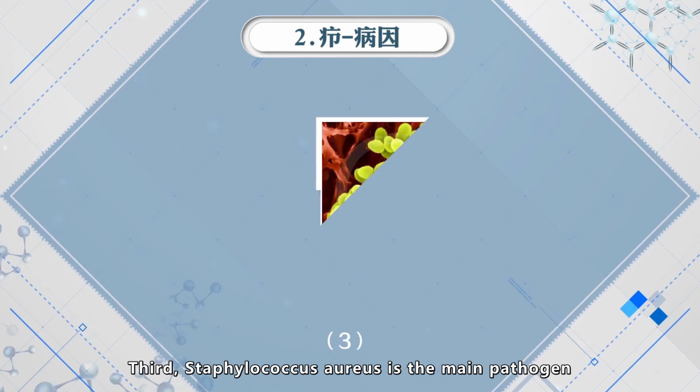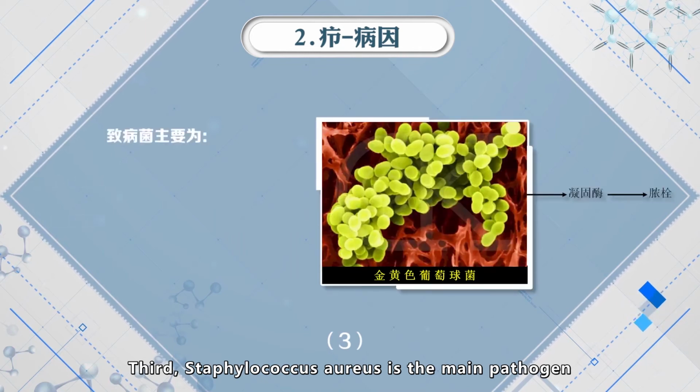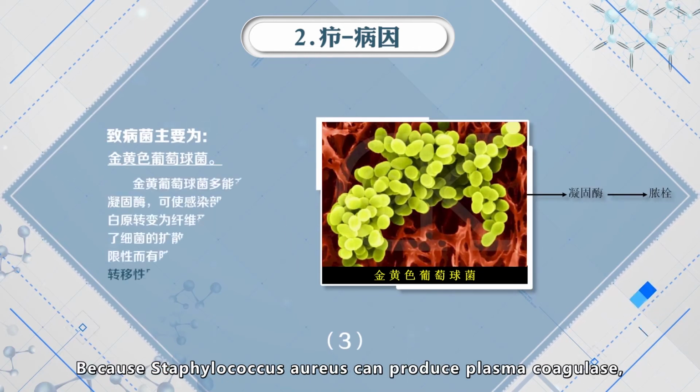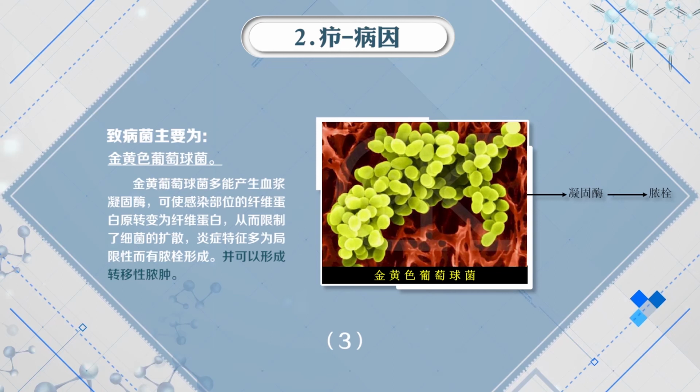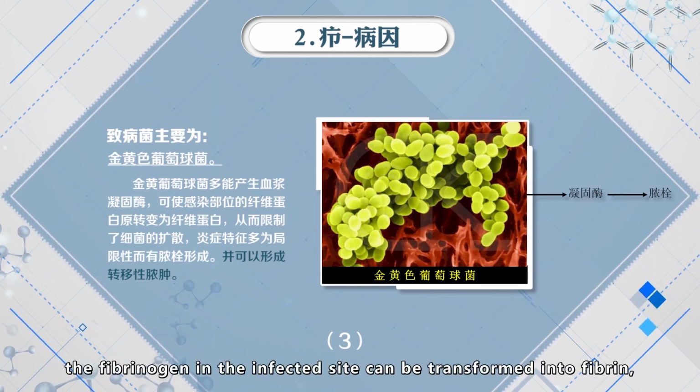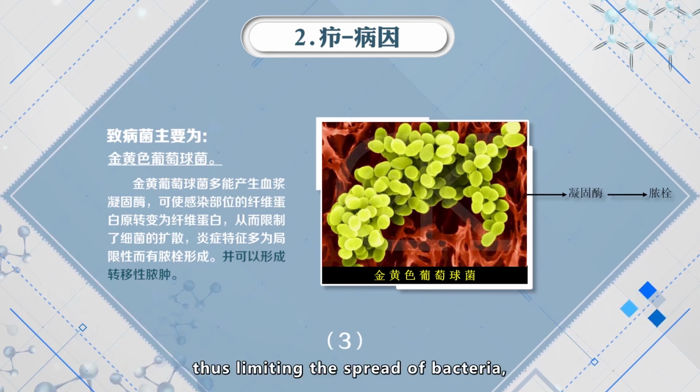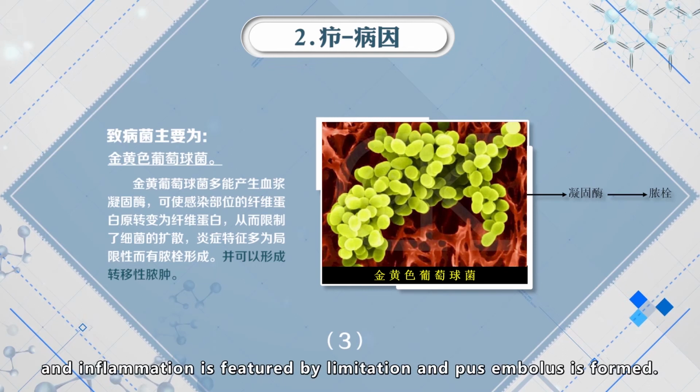Third, Staphylococcus aureus is the main pathogen because Staphylococcus aureus can produce plasma coagulase. The fibrinogen in the infected site can be transformed into fibrin, thus limiting the spread of bacteria, and inflammation is featured by limitation and a pus plug is formed.